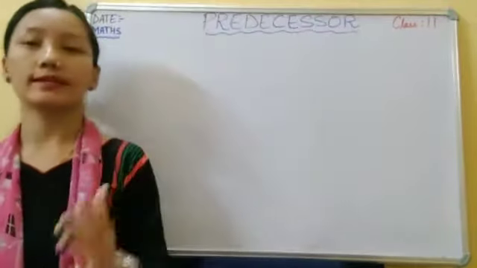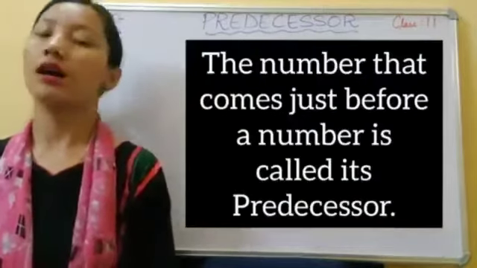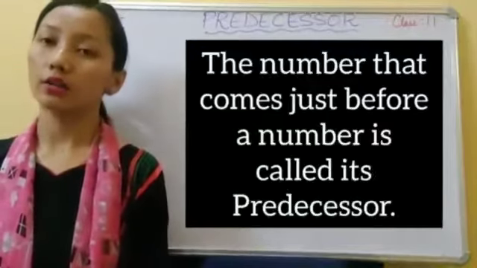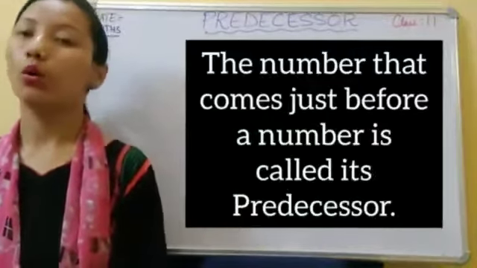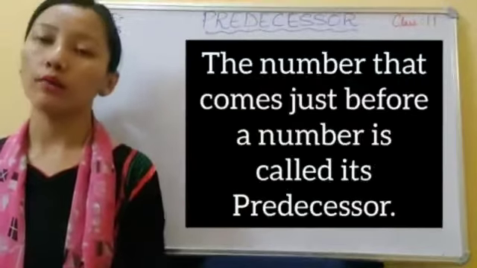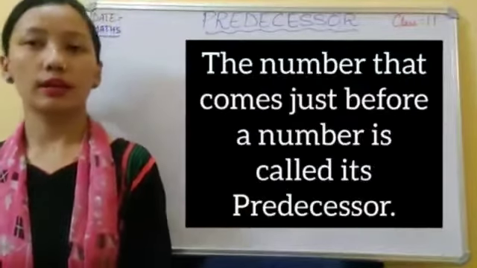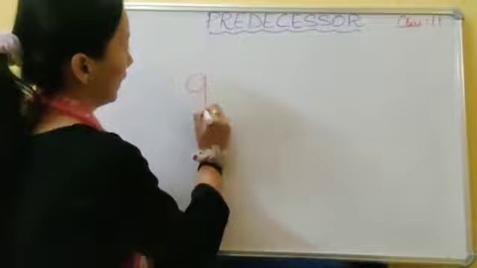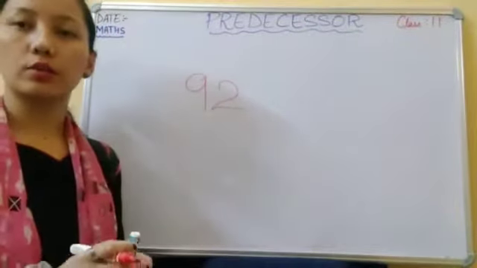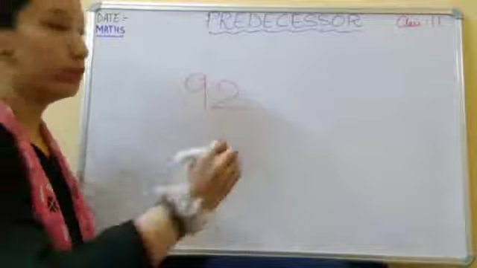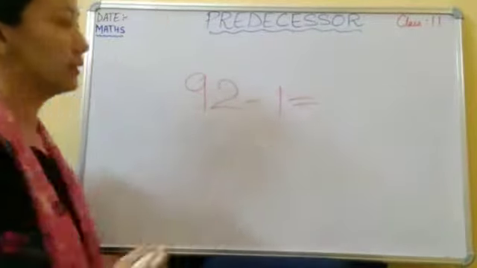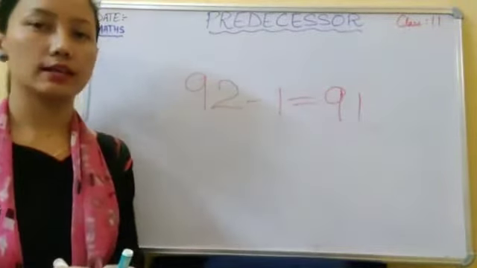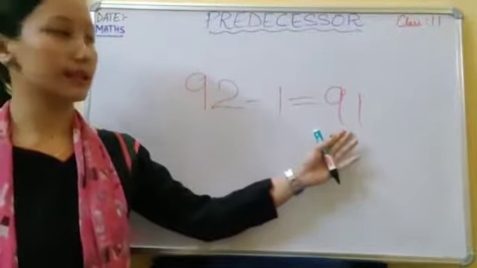Yes. Predecessor. What is predecessor? Students, predecessor is the number that comes just before a number. It's called its predecessor. Right? We can get predecessor by subtracting 1 from the number. So let's do some examples. Yes, here number we have 92. Students, if 1 is subtracted from 92, 92 minus 1, what is the answer? Yes, 91. Right? So 91 is its predecessor.